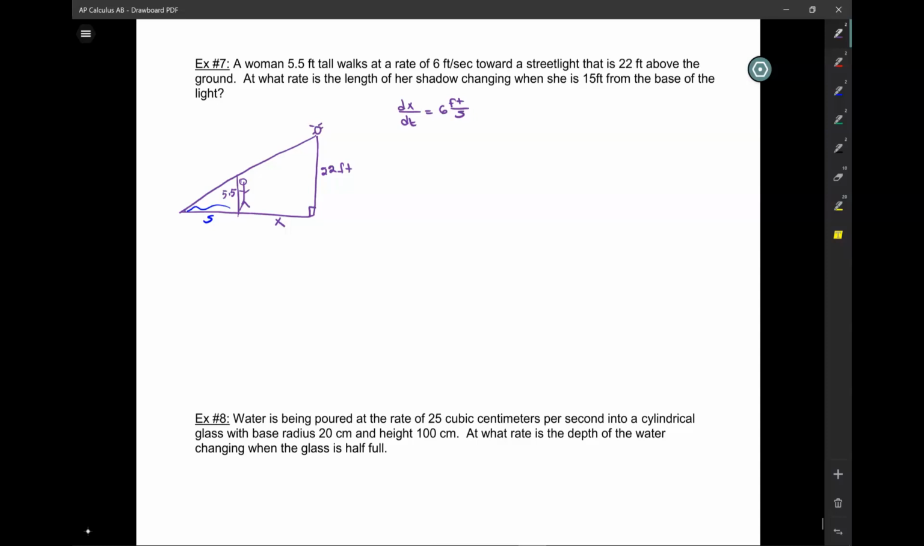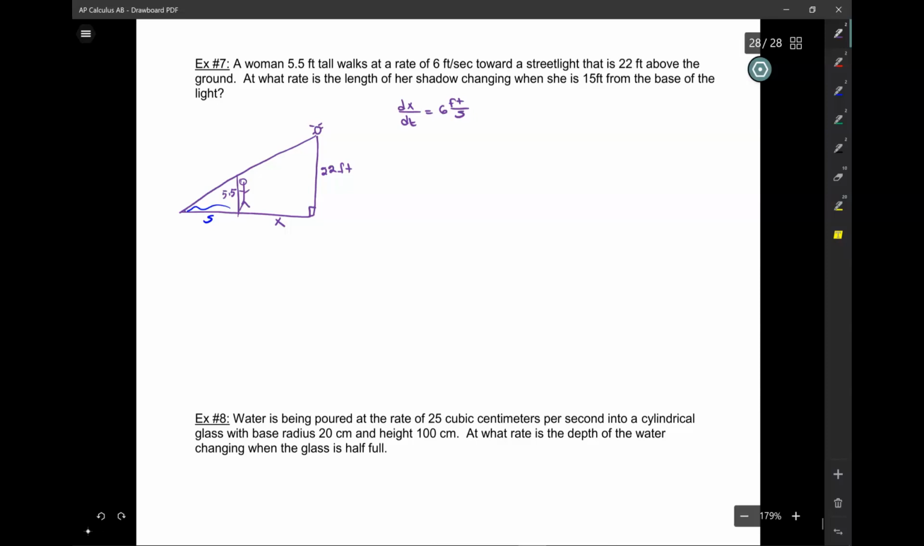6 feet per second? That's pretty fast. All right. She's also very tall. No, she's not. She's 5 feet tall. All right. At what rate is the length of her shadow changing when she is 15 feet from the base of the light? Okay, so now here.